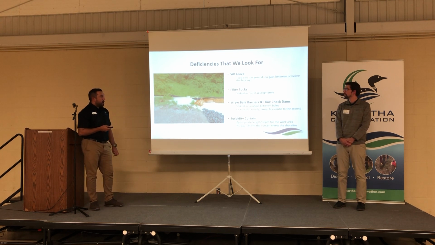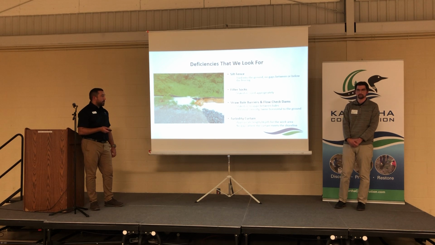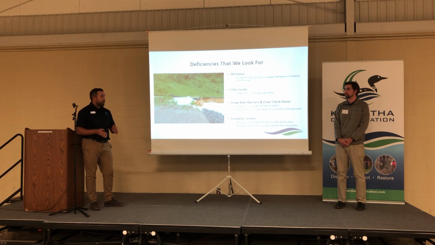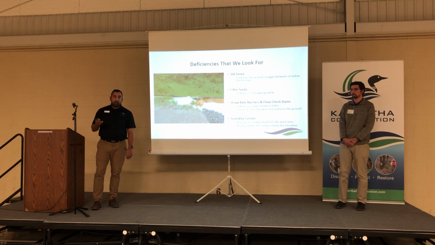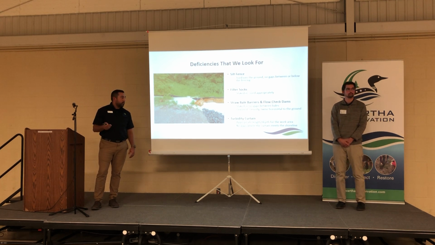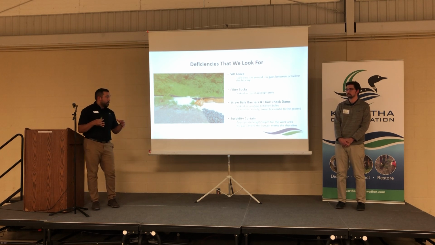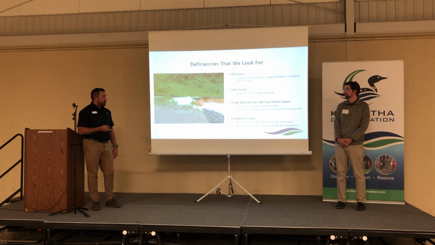With straw bale barriers and flow check dams, again, make sure they're staked in and used appropriately, with no gaps between the bales themselves. They should be butted up against each other and oriented correctly. Often we go on sites where straw bale barriers are used and we'll find that the twine is actually touching the ground. That can cause the bale to deteriorate faster. So you should orient them so that the twine is horizontal to the ground.